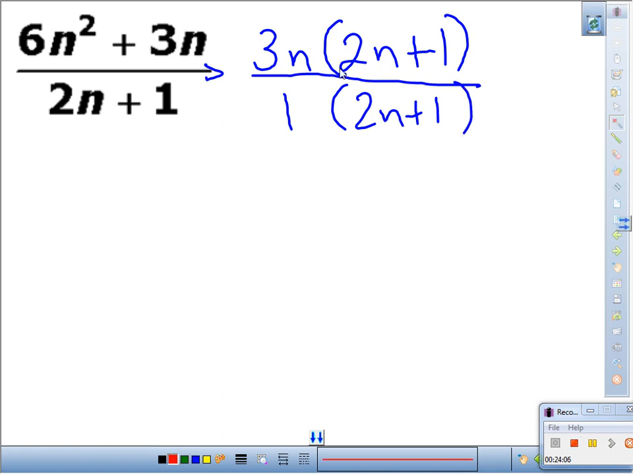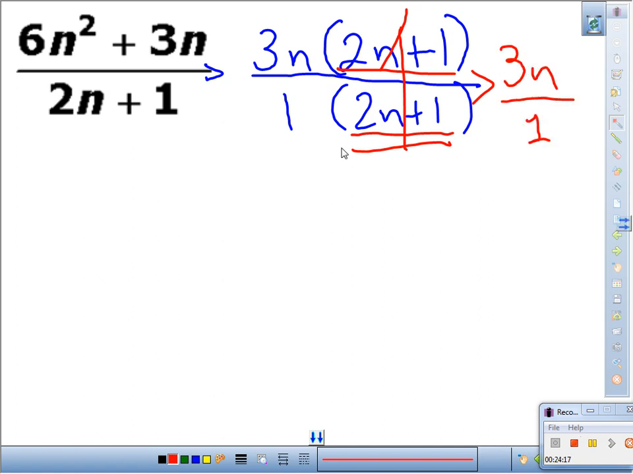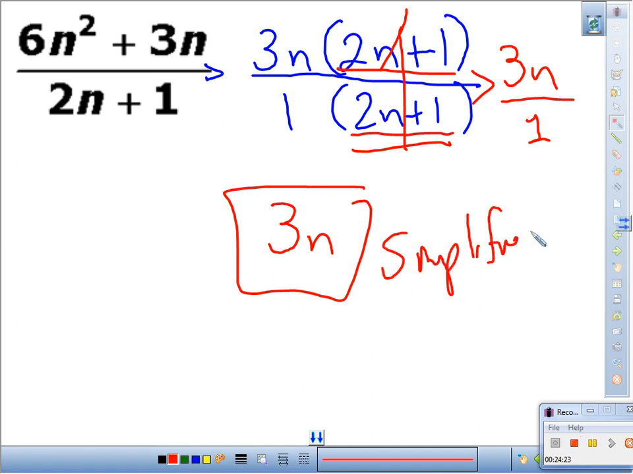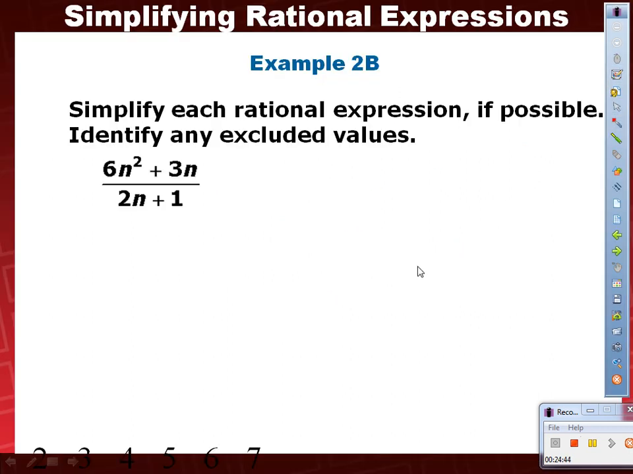Question. What is this over this? A giant 1, is that correct? So what does that leave us with? 3n over 1, which is 3n. And that is simplified. Yes, kind of, sort of. Okay. Once again, for monomials, you do need the GCF for numerator and denominator. For binomials or anything greater, you need to factor out each individual first, and then you simplify. All right, let's move on.